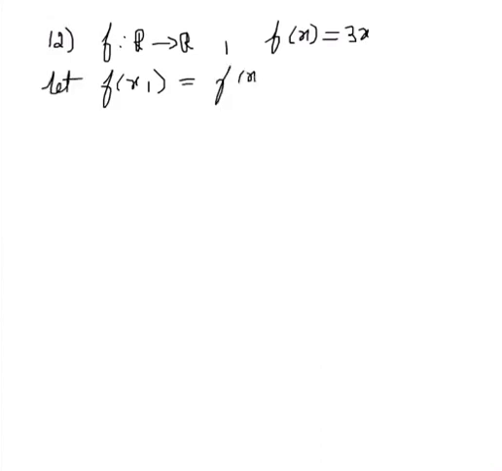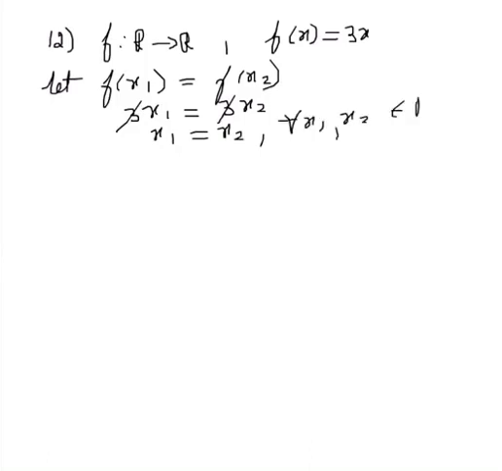Question 12. F is from R to R and f of x is defined as 3x. Now let us check whether it is 1-1 or not. Let f of x1 is equal to f of x2. So 3 times x1 is equal to 3 times x2. We get x1 equals x2. And it is true for any two numbers taken from the first set R, the domain. Therefore, we conclude that f is 1-1.